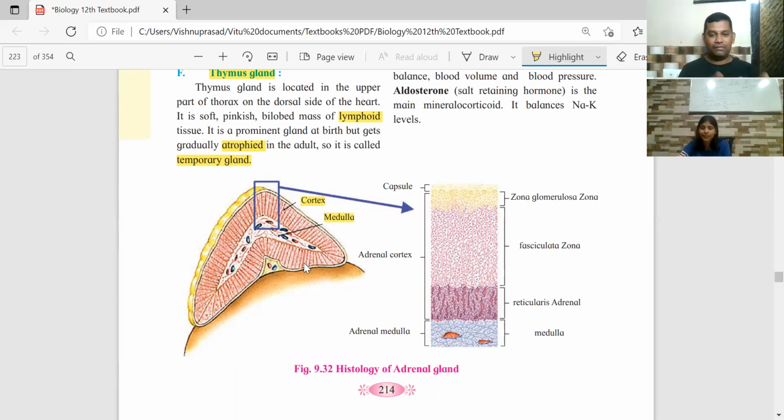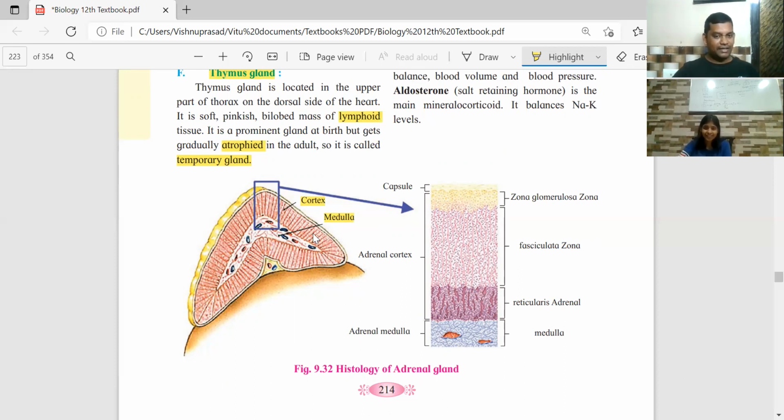Why do we have to know about these two? Because the adrenal cortex secretes one set of hormones, and the adrenal medulla has another set of hormones. Both are different. When you take a section of the adrenal gland, you will be able to see the different layers.